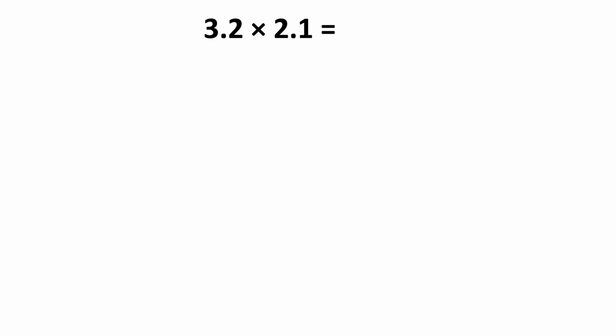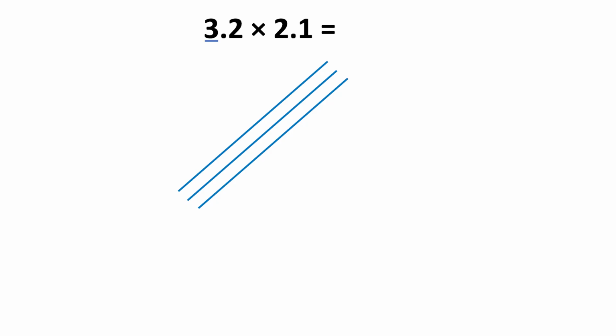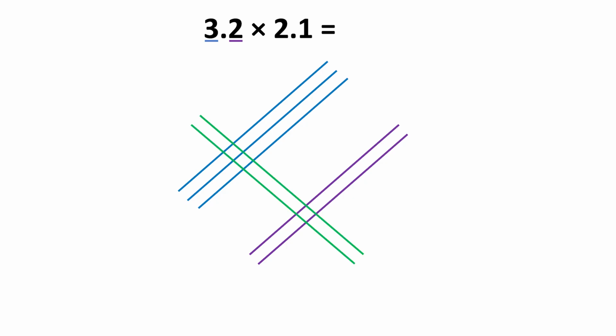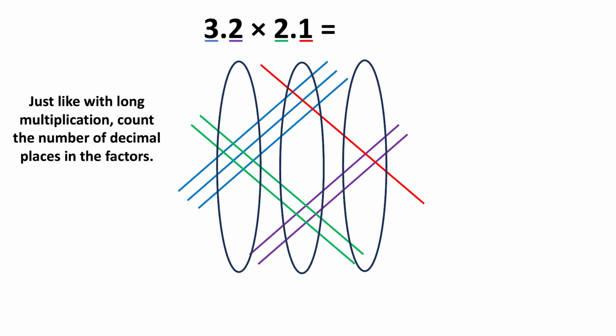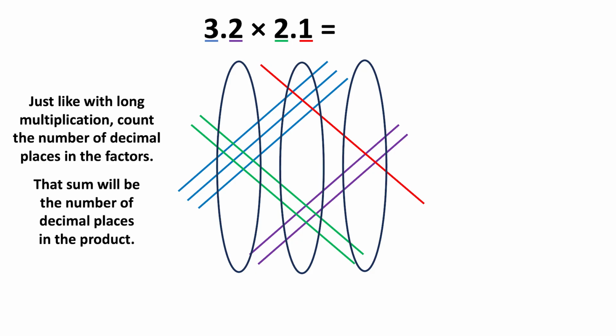For 3.2, we'll draw 3 lines for the 3 in the ones place and 2 lines for the 2 in the tenths place. For 2.1, we'll draw 2 lines for the 2 in the ones place and 1 line for the 1 in the tenths place. And we can now group the intersections vertically. Just like with long multiplication, count the number of decimal places in the factors. That sum will be the number of decimal places in the product.